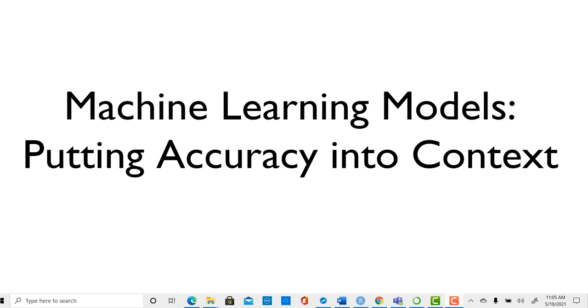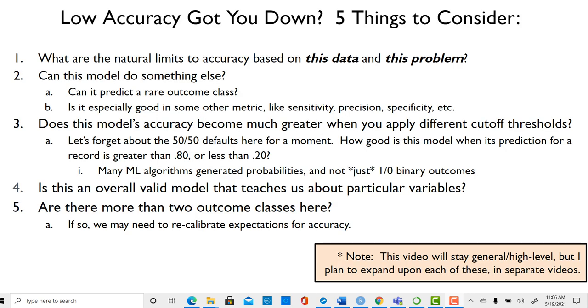There might be times when different variables, different inputs, transformations could change accuracy. But what I want to focus on here is situations in which that's not the case. So without further ado, I'm going to jump to the next slide where you'll see those 5 things that I want you to think about. When you see an accuracy value that you don't feel good about, I want you to think about this first point, which is listed as the top one here, and I think it's the most important. What are the natural limits to accuracy based on this data and this problem? And let me explain what I mean by that.